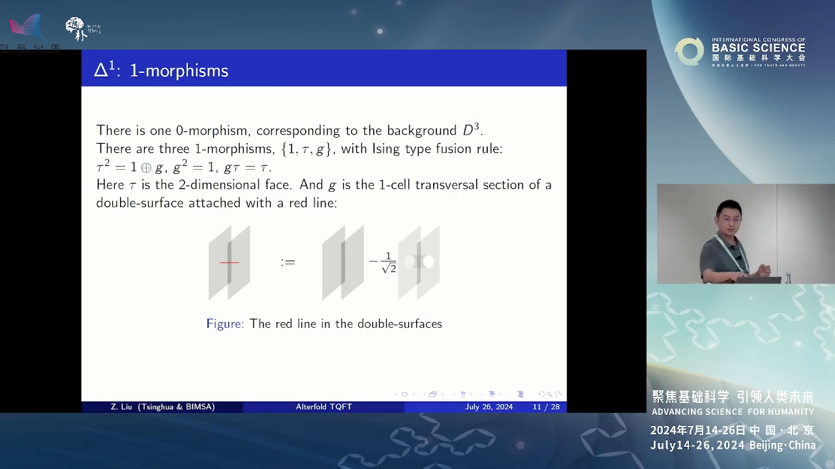So what's the point of this tunnel? If you look at a face with a tunnel, then you can look through the tunnel. You don't see anything there. So somehow that means this projection is equivalent to the trivial projection, that is, it doesn't intersect with the one simplex in the middle. So that means that tau tensor tau, the two faces, will be decomposed into two sub-projections. One is equivalent to the trivial, and the other one is a new projection G. So we have tau squared equals 1 plus G, and this is really the Ising type fusion rule.